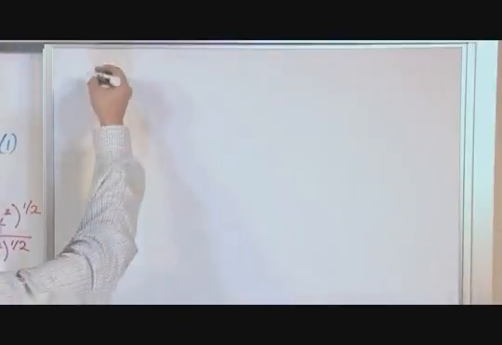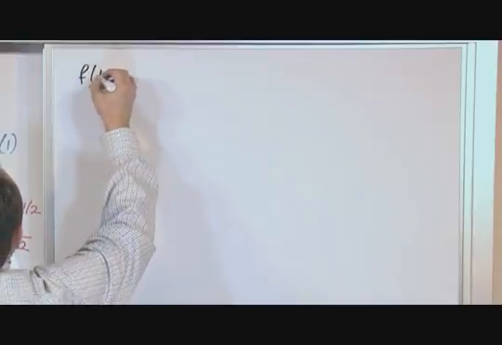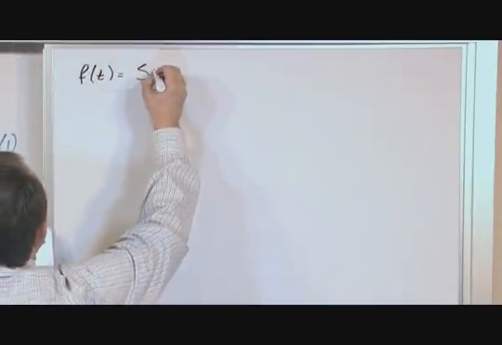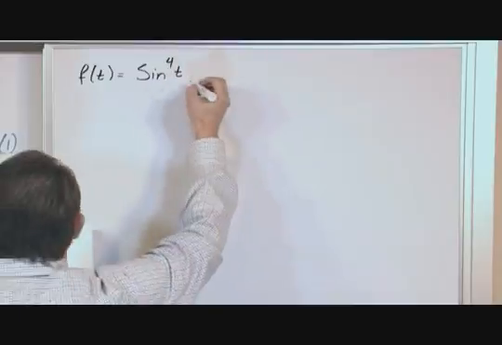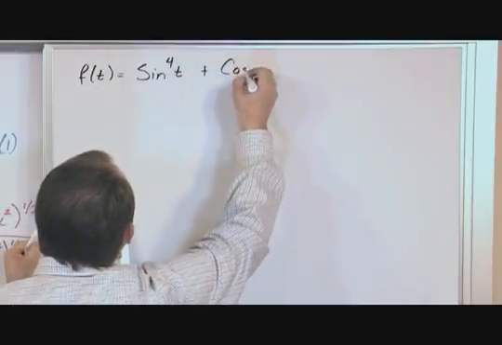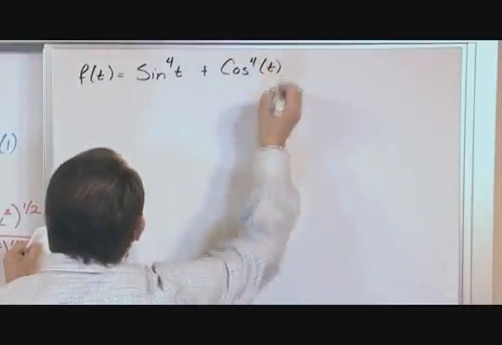All right, what if we have f of t is equal to sine to the 4th power of t plus cosine to the 4th power of t?